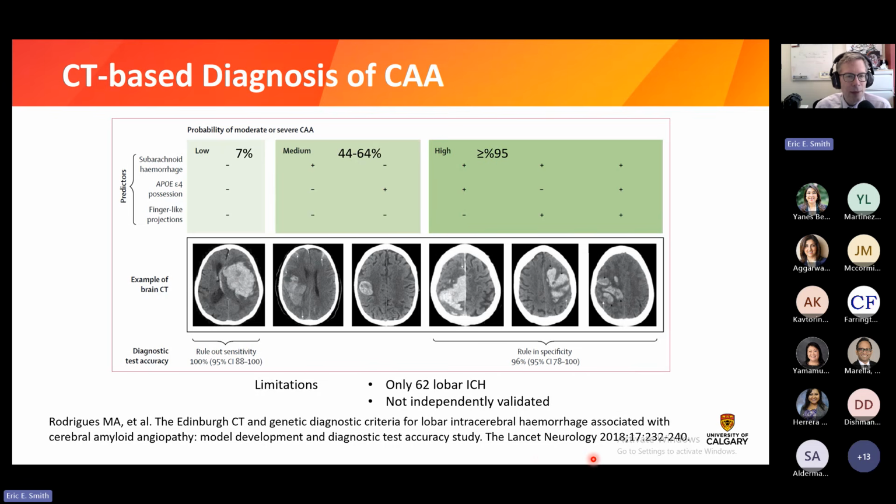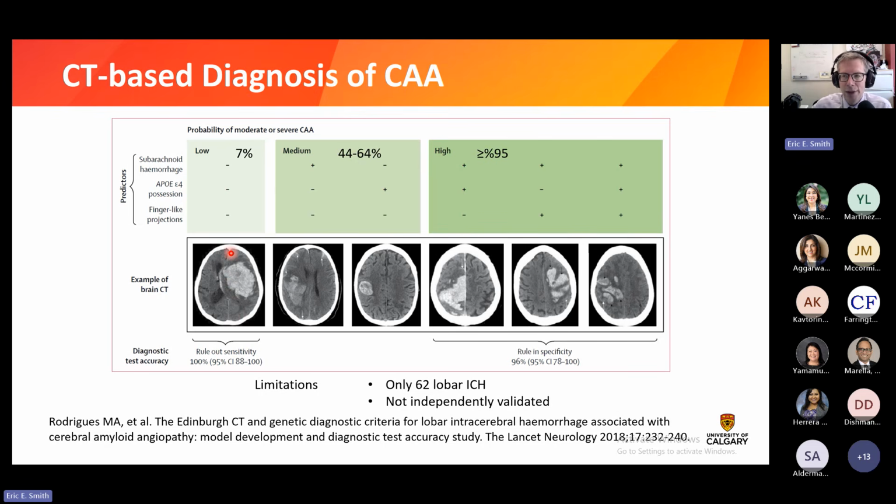And then the third feature, which is a genetic risk factor for CAA, was the presence of the ApoE epsilon 4 allele. With these criteria, if two of the three features are present, you can rule in CAA with high specificity. So you're pretty confident that CAA is present when two of the three features are present. When all of the features are absent, you have a rule out sensitivity. So you're pretty confident CAA is not present if none of the features are present.